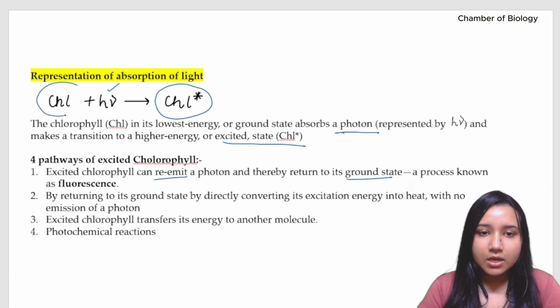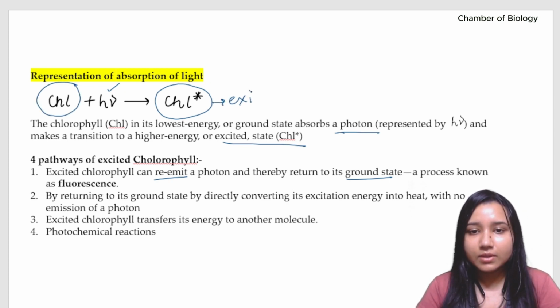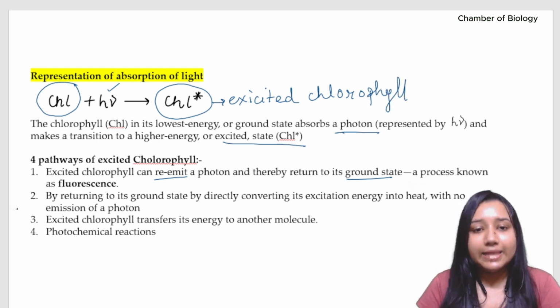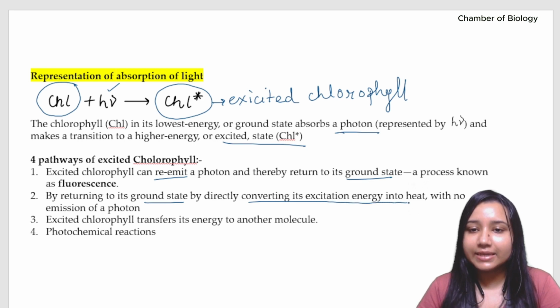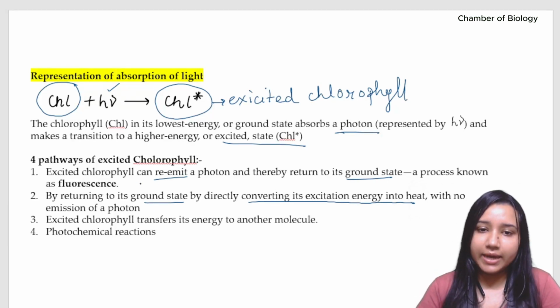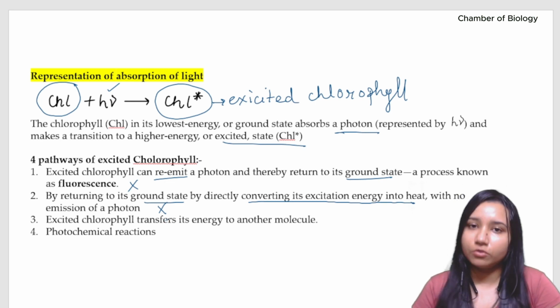So this chlorophyll is in the ground state, and this is the excited chlorophyll. This can happen, and this process is known as fluorescence. All right, then we can see returning to ground state by directly converting the excitation energy into heat and emission of a photon. So we don't see this in the case of photosynthesis. We neither see fluorescence, nor any heat evolved or emission of photon.